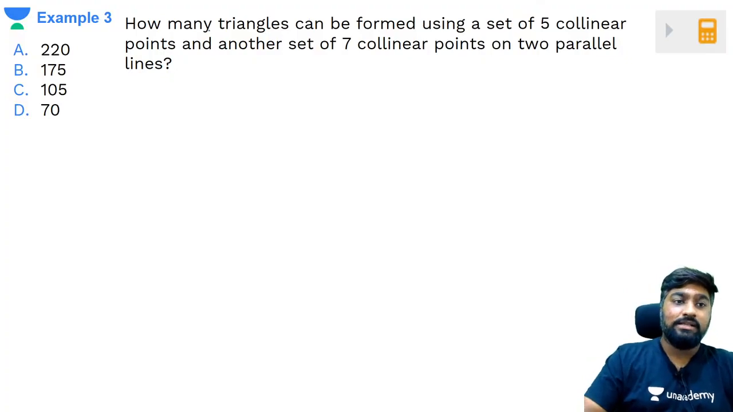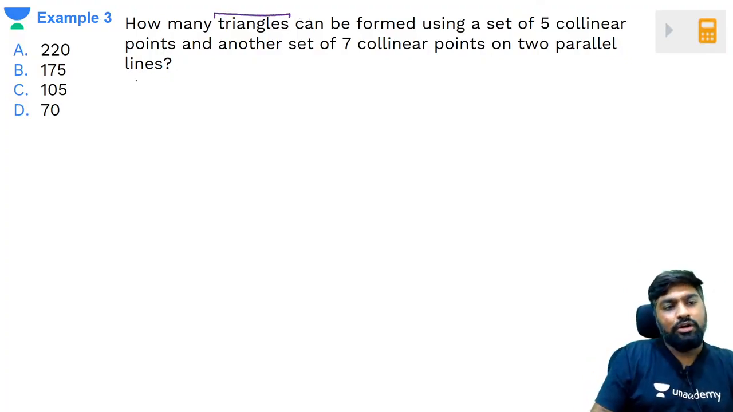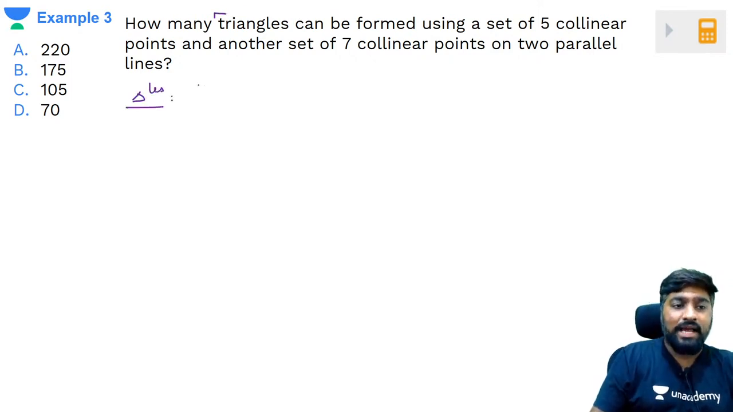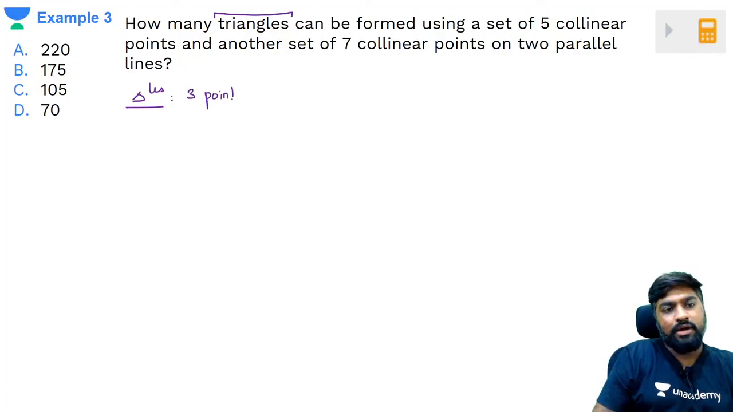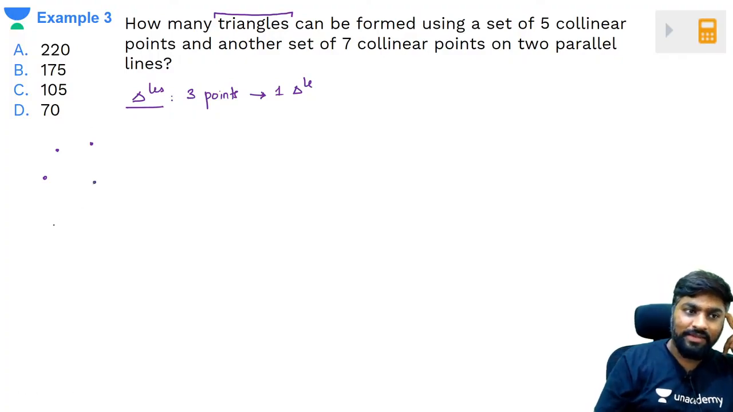How many triangles? So what are we looking at now? We're looking at forming triangles. What do we know about triangles? Quickly, we know that a triangle is made up of 3 vertices. That means we need 3 points to form one triangle. Agreed? We need 3 points to form one triangle. So if I have, let's say, 4 points, how many triangles can I make out of it?